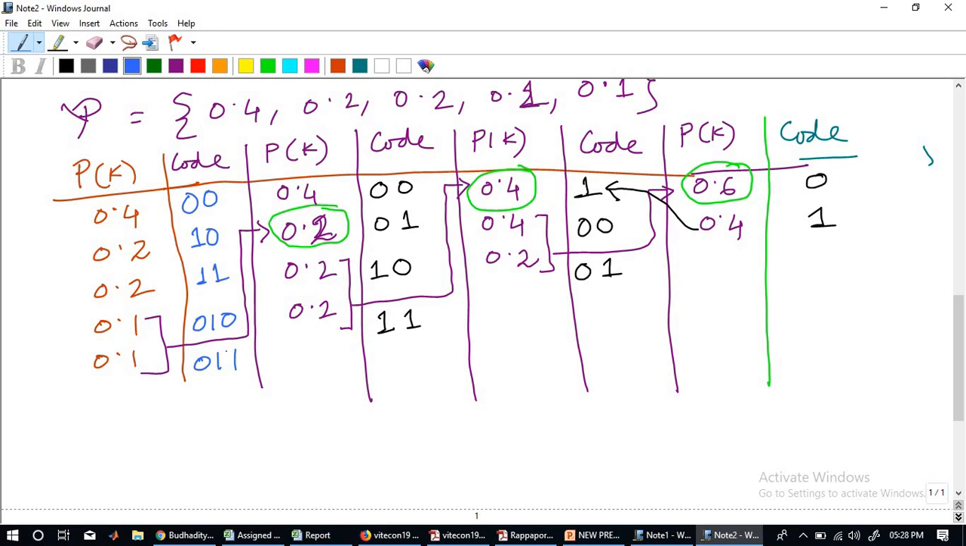Anyone have the answer for it? I'll go one by one. Can you give me L average? Okay, 2.2 bits per symbol.